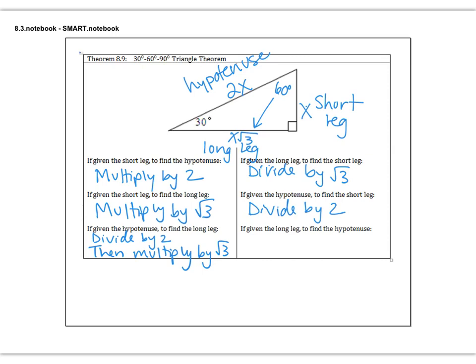And then finally, what if you had the long leg and you had to work around to get the hypotenuse? Again, it's going to be a two-step process. So start out by dividing by root 3, and then that will give you the short leg. Once you have the short leg, then multiply by 2. It's a lot to remember, but I think as you practice it, you'll get better at it.